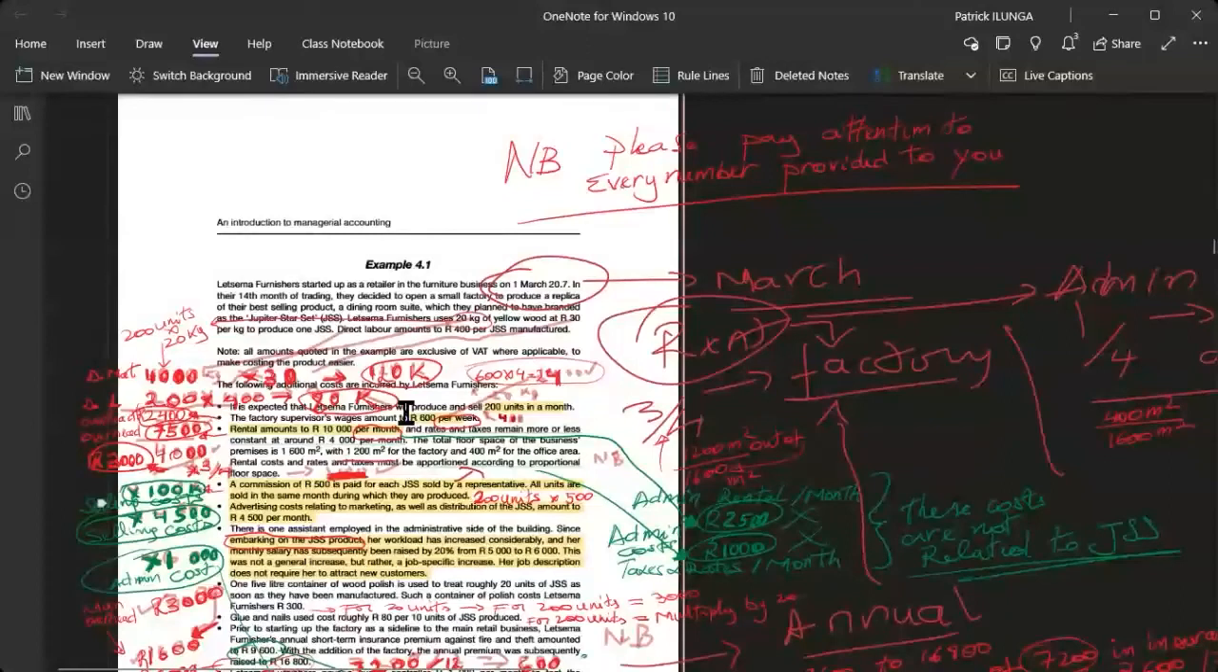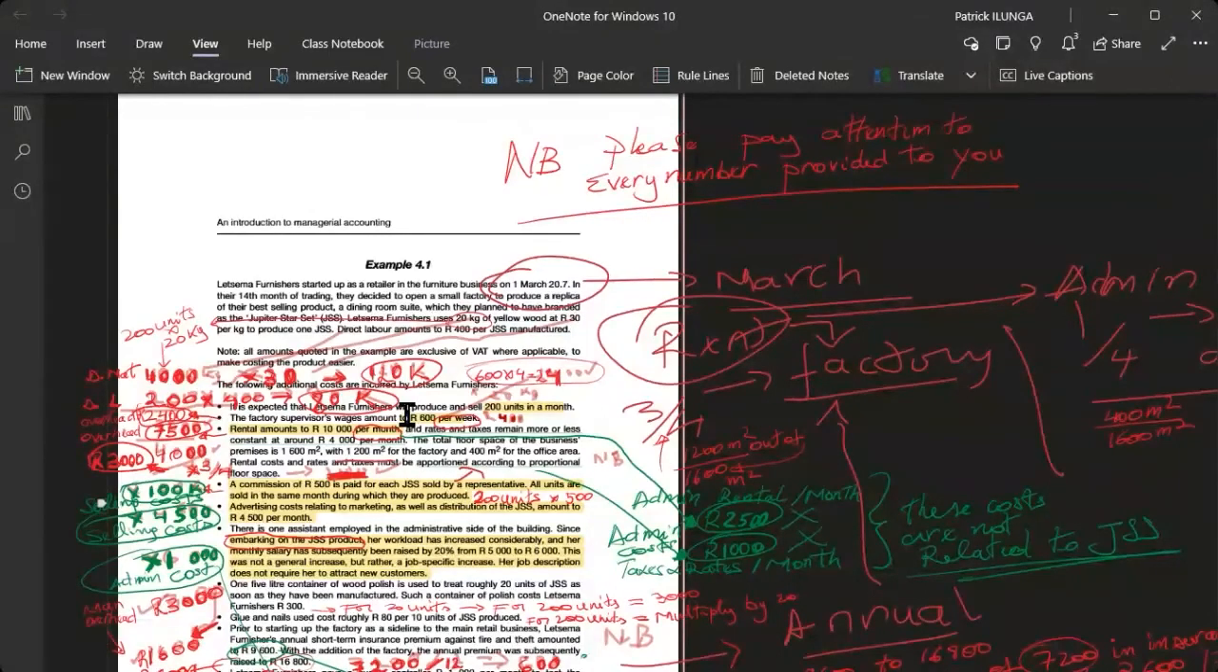So it is this particular company, Letsema. They are manufacturing the Jupiter star set, which is made out of wood. It's a dining room suite, right? But they say this. Now you start paying attention. When numbers come, pay attention.